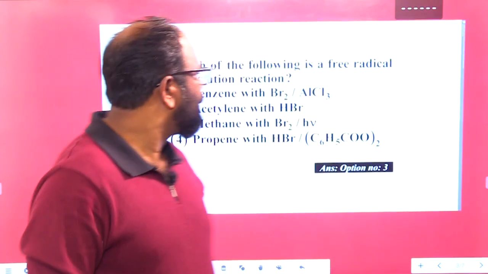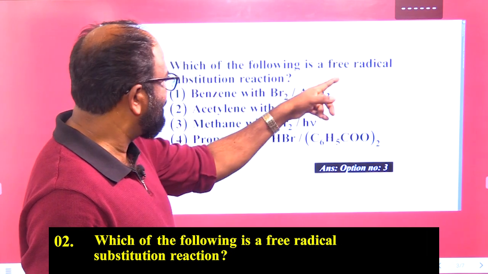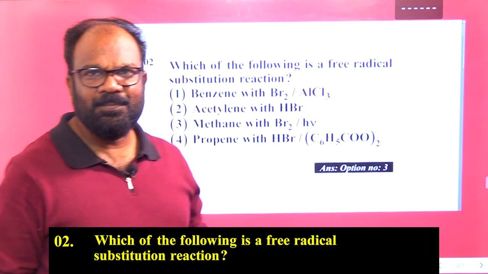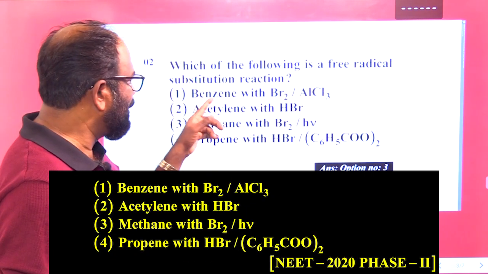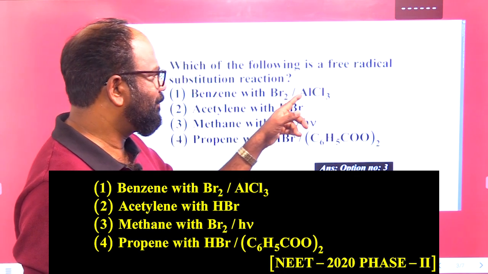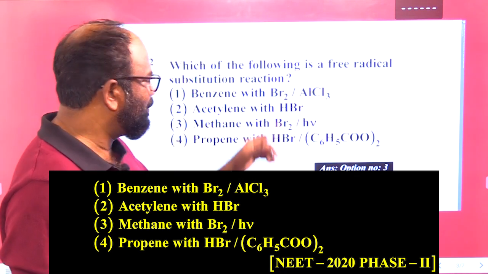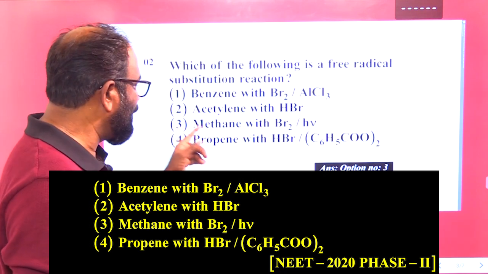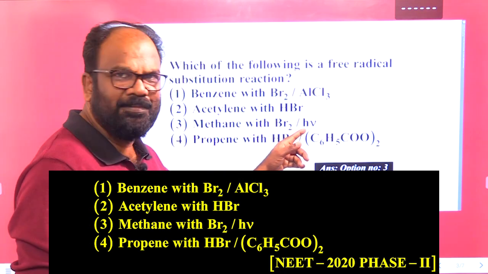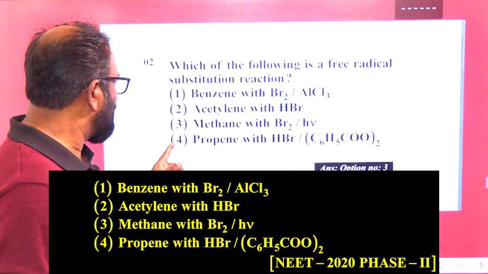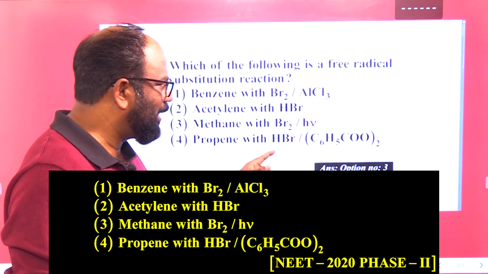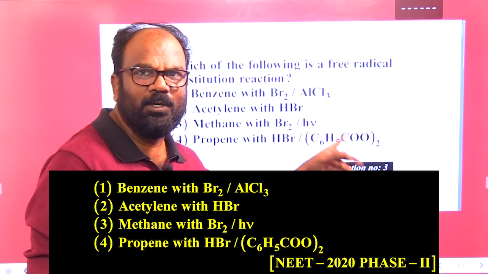Question number 2. Which of the following is a free radical substitution reaction? Option number 1, benzene with bromine in presence of AlCl3. Option number 2, acetylene with HBr. Option number 3, methane with Br2 in presence of light. Option number 4, propene with HBr in presence of benzoyl peroxide.